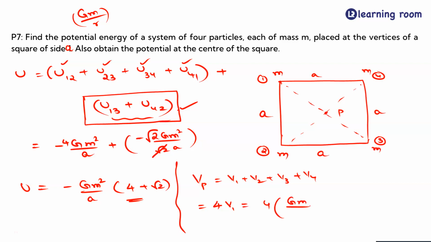G into small m divided by, what is the distance between the first mass and point P? It is A by root 2. This time it is A by root 2. So this will be 4 root 2 times Gm divided by A. So I hope I'm clear. So now will you be able to handle the problems based on potential and the problems based on potential energy?